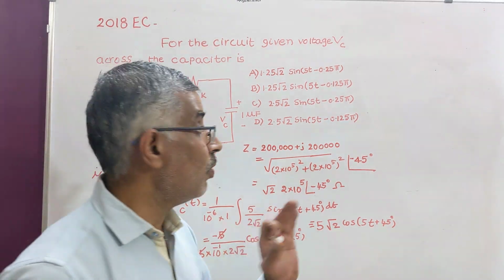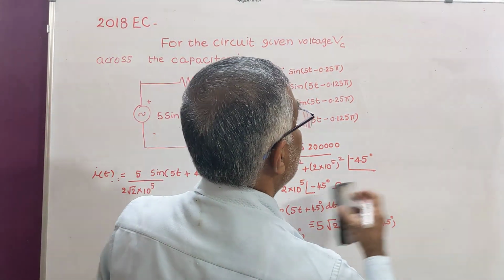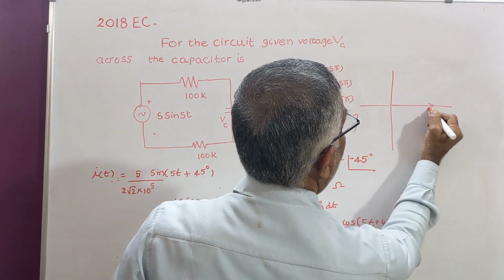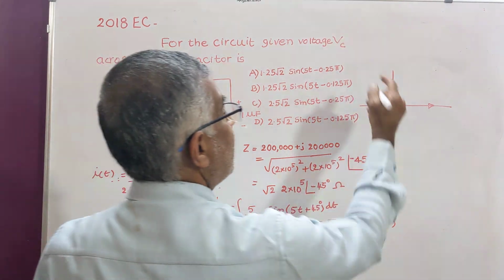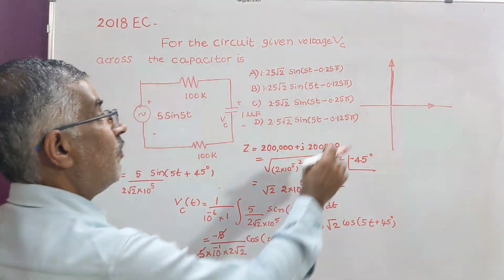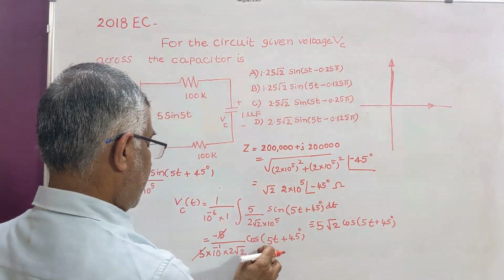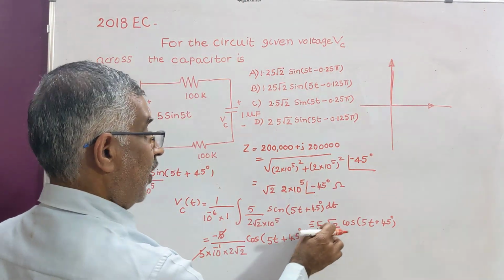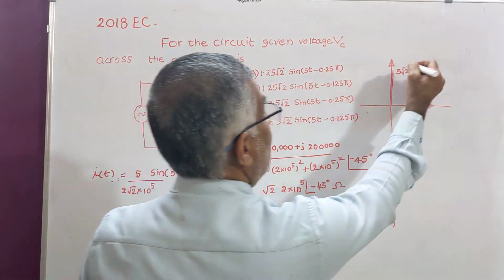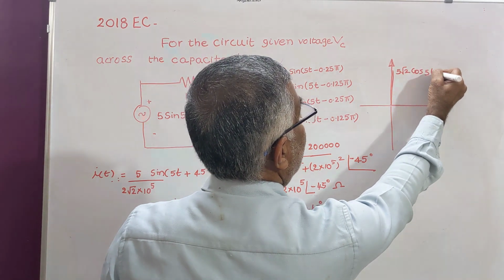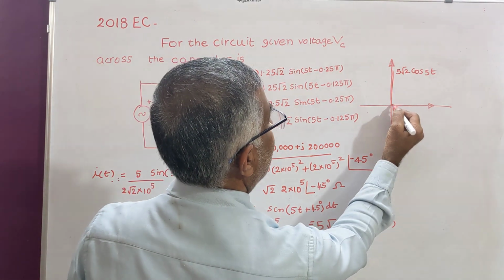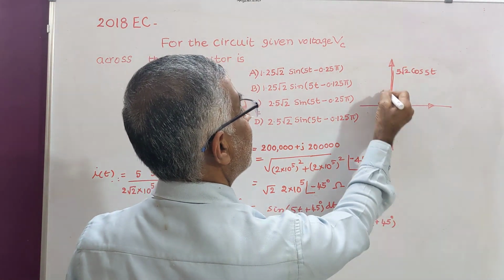Now students have to be thorough with phasor concept. Now how do you represent sine wave? Sine wave is represented like this. Cosine wave is represented, because cosine wave leads the sine wave by 90 degrees. Therefore, this phasor is 5 root 2 cos 5t. Now cos 5t plus 45 degrees. So leading further by 45 degrees.